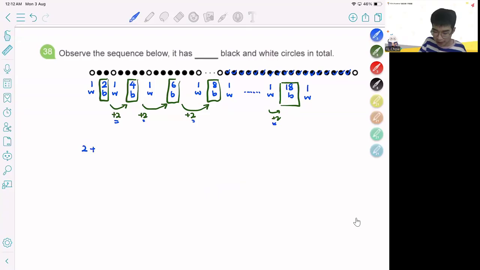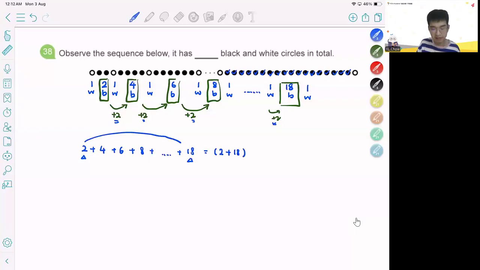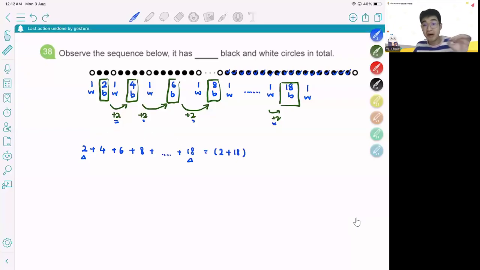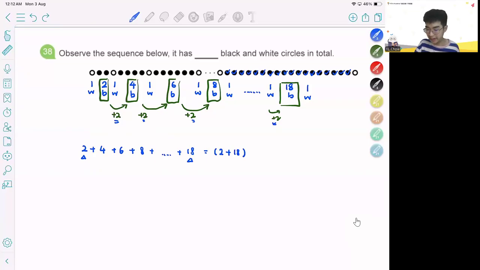All right, so then we want to find out the total number of black circles. That will be 2 plus 4 plus 6 plus 8 plus dot dot dot until 18. This is an arithmetic sequence. To find its sum, you will need three elements: the first term, the last term, and how many terms there are. The first term is 2. You need to add it with the last term, 18. This is sort of like your rainbow method. Then multiply by the number of terms.